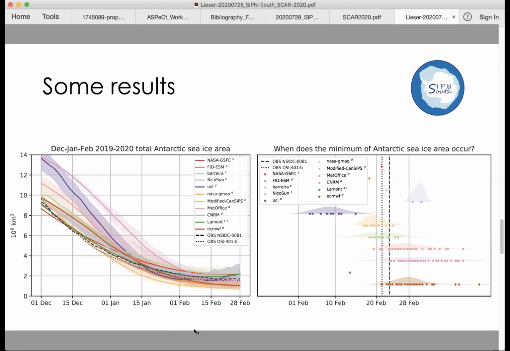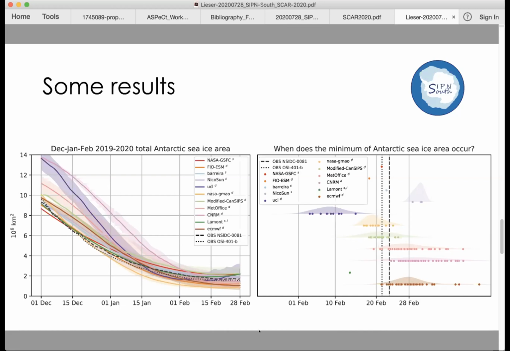And you can see that the model ensemble, all of the models together, capture the evolution of the summer sea ice decline, but maybe none to a degree that gives confidence in the forecasting. The entire ensemble of all the models together obviously includes the observed value, but there's a large spread in terms of value and timing.